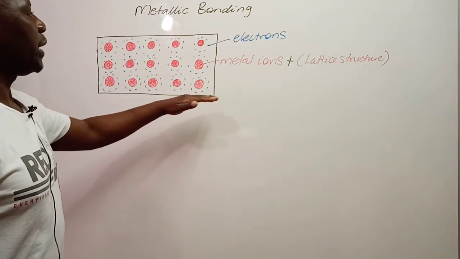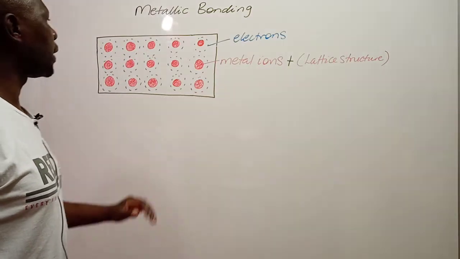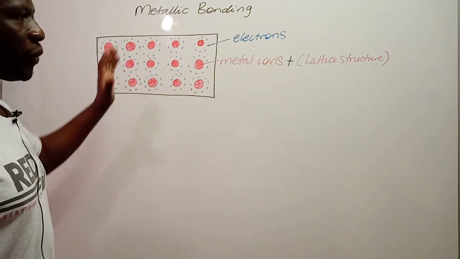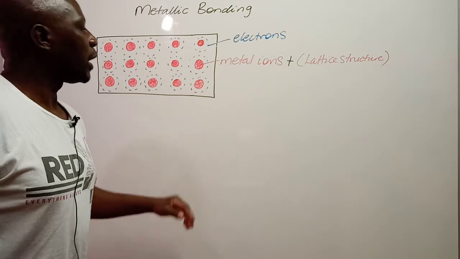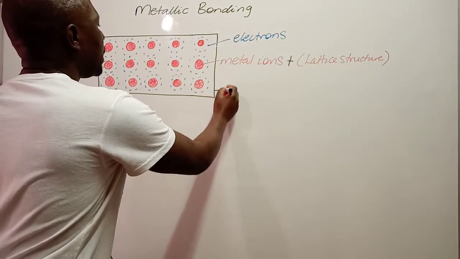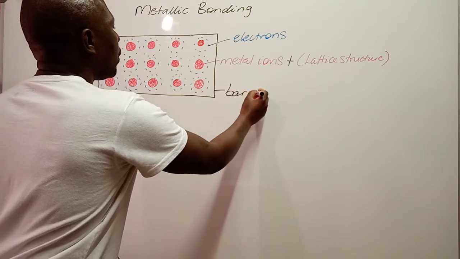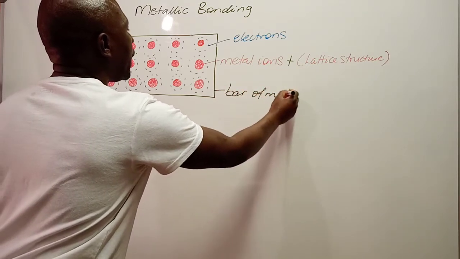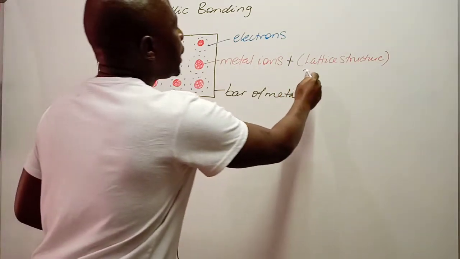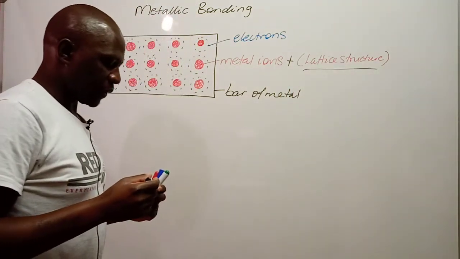What is in red here are metal ions. So we've got 1, 2, 3, 4, 5. We've got 15 metal ions. So this is basically a bar of metal. This is a bar of metal. Okay. Now, the metal ions are arranged in a lattice structure.